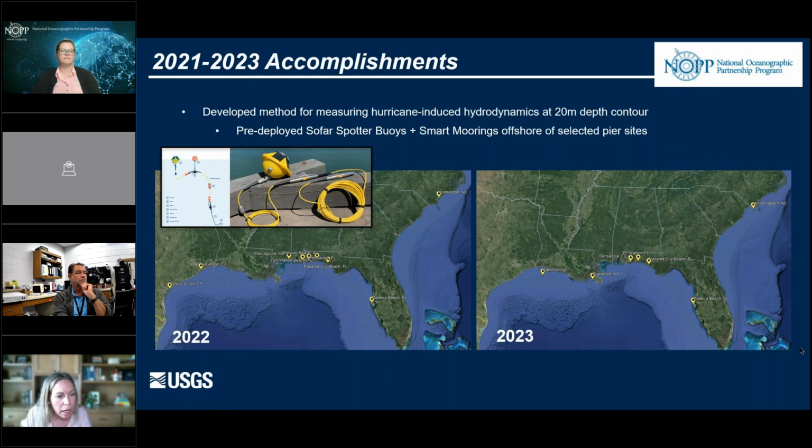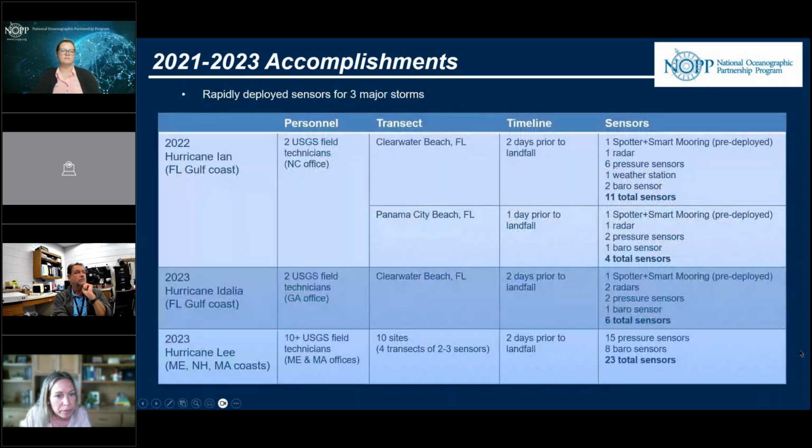And so probably our greatest accomplishment so far has been the successful rapid deployment of sensors ahead of 3 major storms. In 2022, we responded to Hurricane Ian. We just had 2 field technicians deploy a transect at Clearwater Beach 2 days before landfall, and then move to Panama City Beach 1 day before landfall and install a total of 15 sensors. And then we reoccupied that transect at Clearwater Beach in 2023 for Hurricane Idalia, deploying a total of 6 sensors.